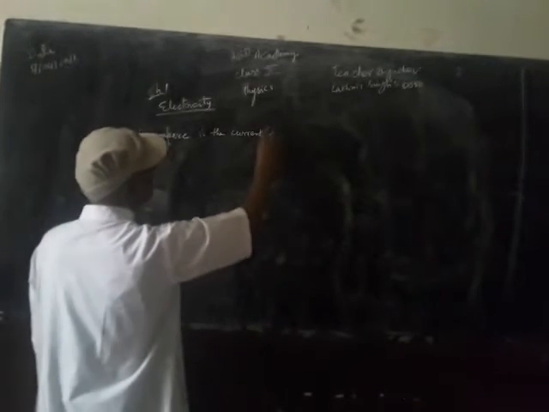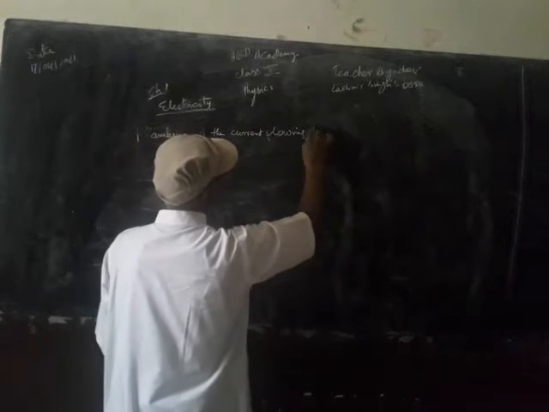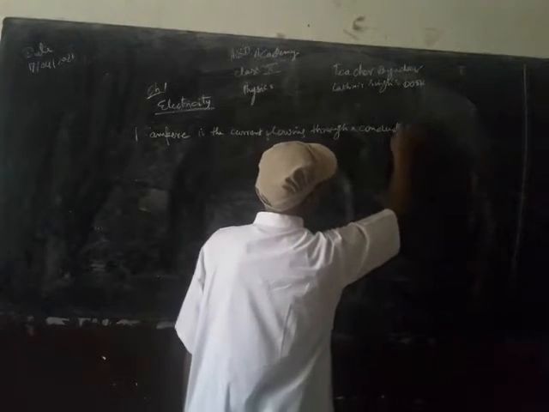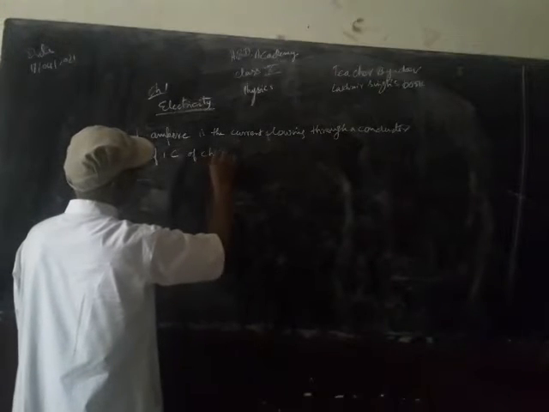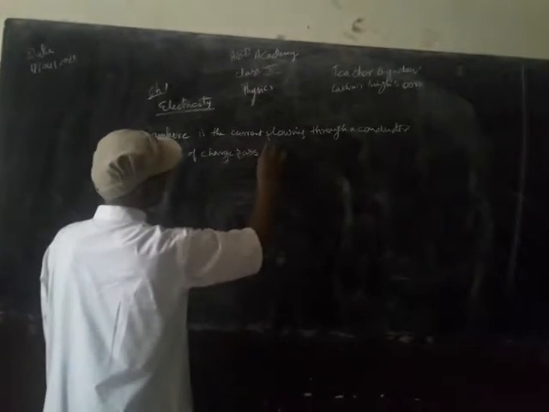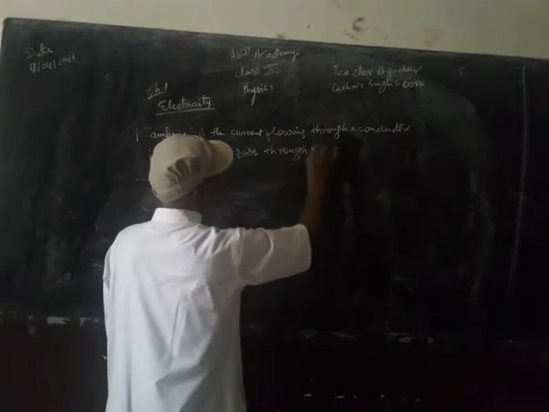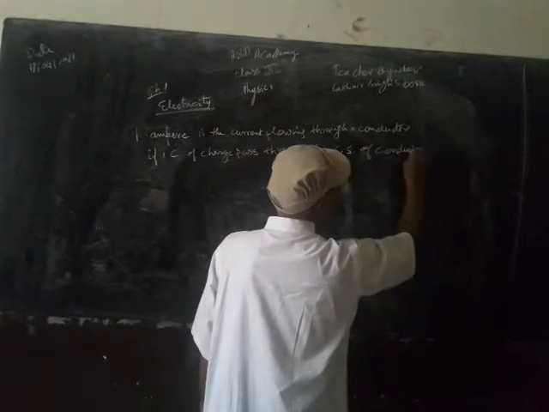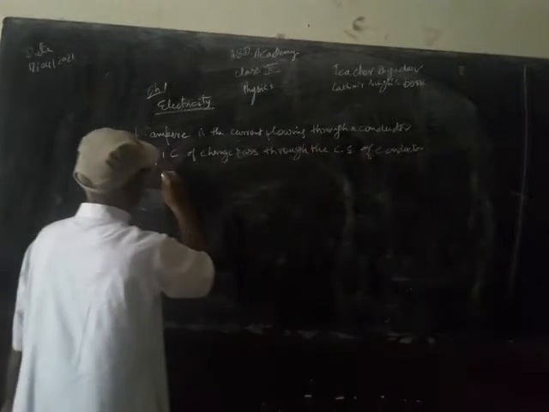Ampere is named in honor of Professor Ampere. 1 ampere is the current flowing through a conductor if 1 coulomb of charge passes through the cross section of the conductor in 1 second.